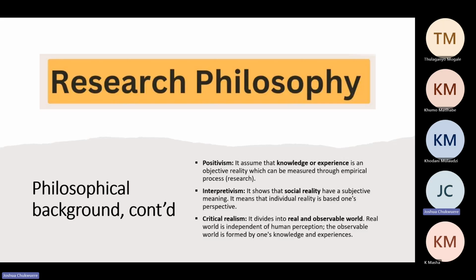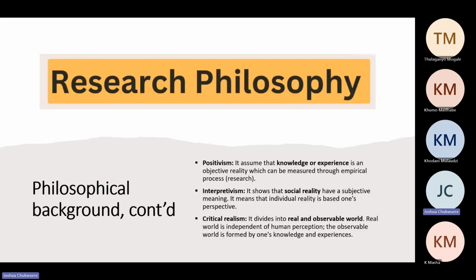Interpretivism shows that social realities have a subjective meaning. It means that individual reality is based on one's perception, meaning that our social reality has a peculiar influence on us. So this one looks at the subjective aspect, while positivism is looking at the objective aspect. This one is looking at a subjective environment, so looking at it from the holistic aspect, really from the individual aspect.